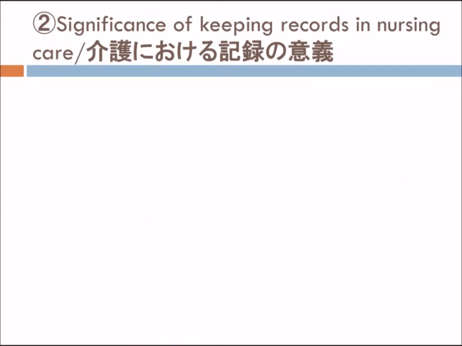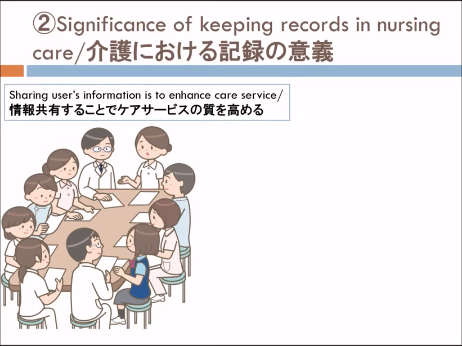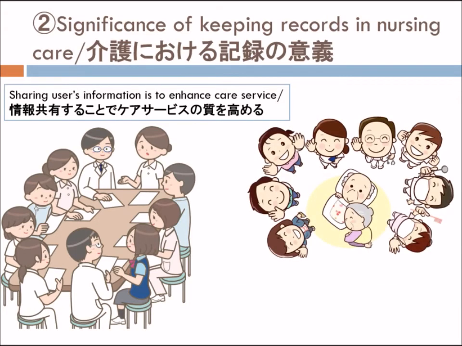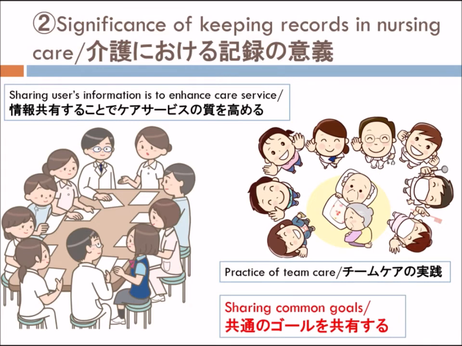Significance of keeping records in nursing care. In order to provide good quality nursing care, it is necessary for the care worker to grasp the information on the user. The care worker records the condition of the user and approach to the user and the user's response. Keeping record is significant from 2 perspectives. Sharing users' information is to enhance care service, and it is to practice team care and sharing common goals with team members.